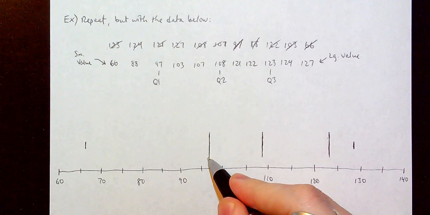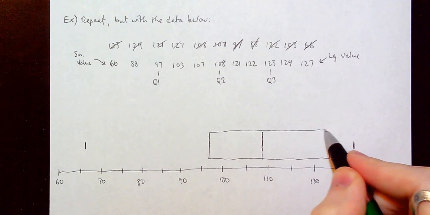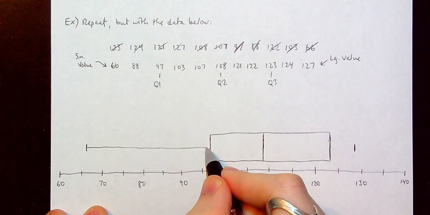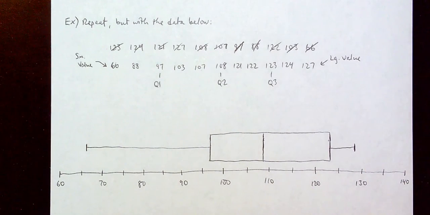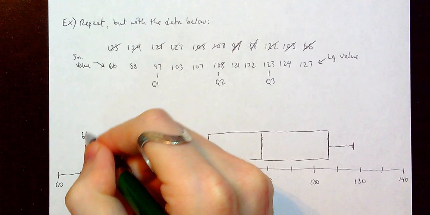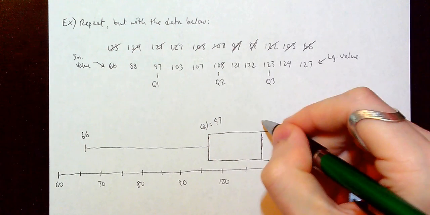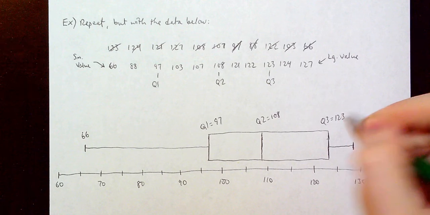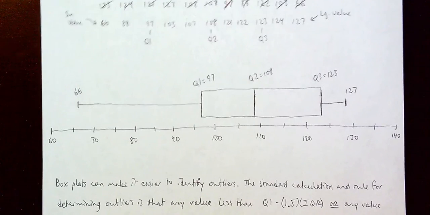So we're going to create the box. And then draw those horizontal lines to the edges of our box from our smallest and largest values. And again, I will label the smallest and largest values as well as the quartiles. And there we go. So that's roughly what our box and whisker plot should look like.